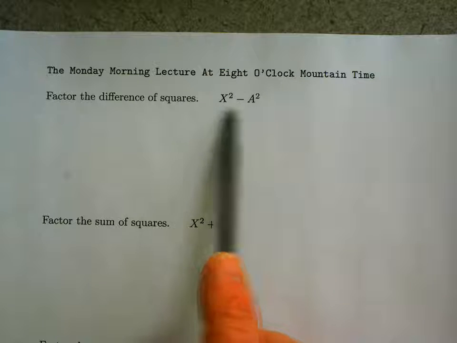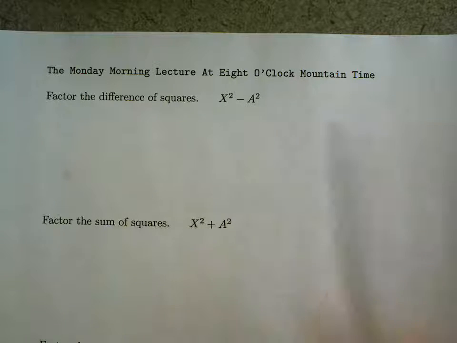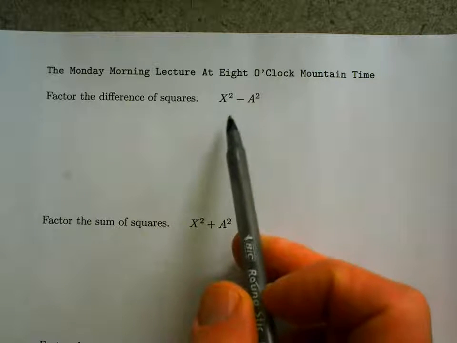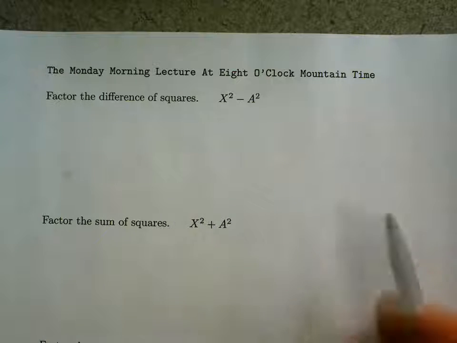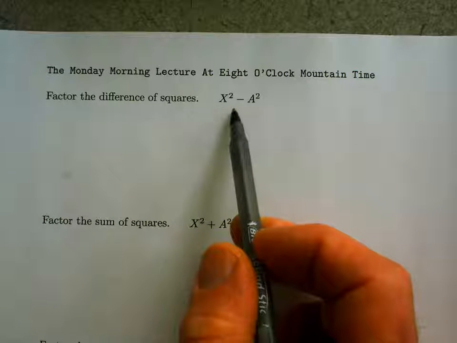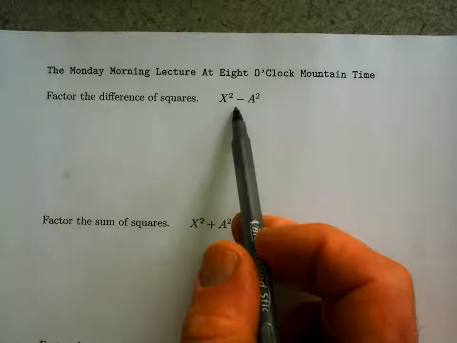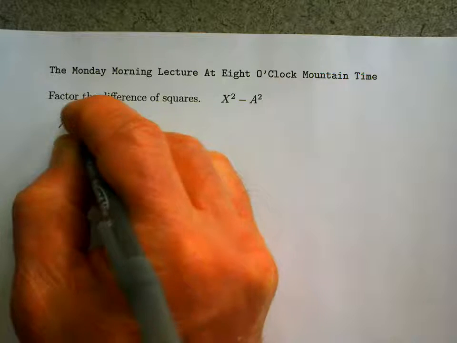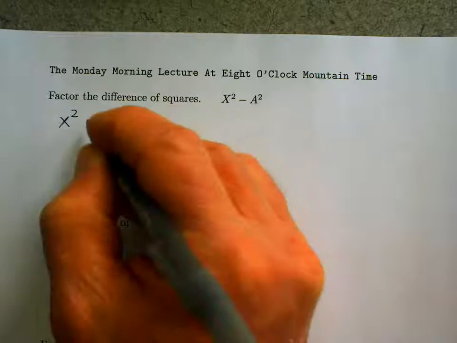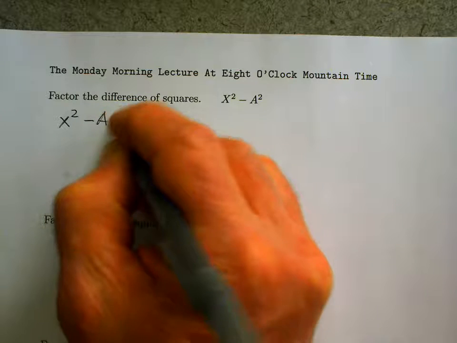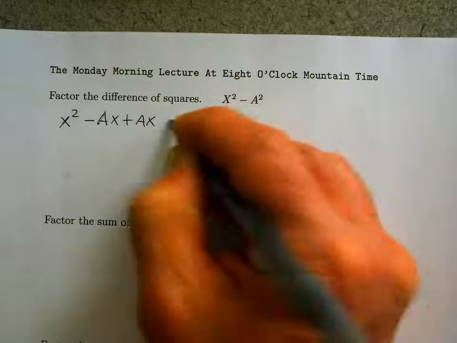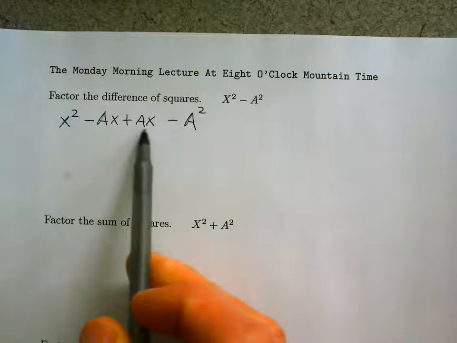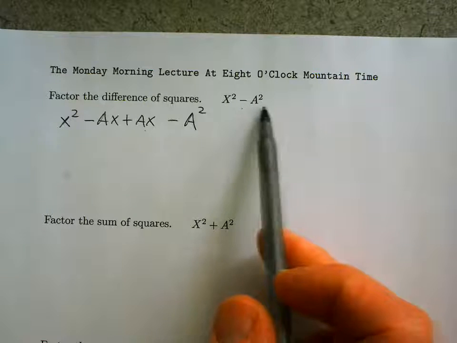So what we'll do is we'll add 0 to x squared minus a squared. If you add 0 to anything, the quantity doesn't change, but the form that 0 takes is going to have a special significance. So the form that 0 takes will look like minus ax plus ax. So all I did was put minus ax plus ax between the x squared minus a squared.